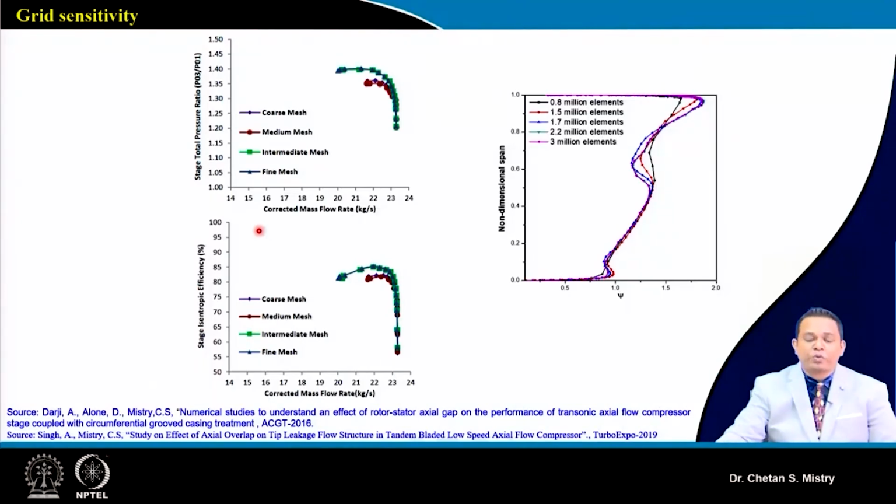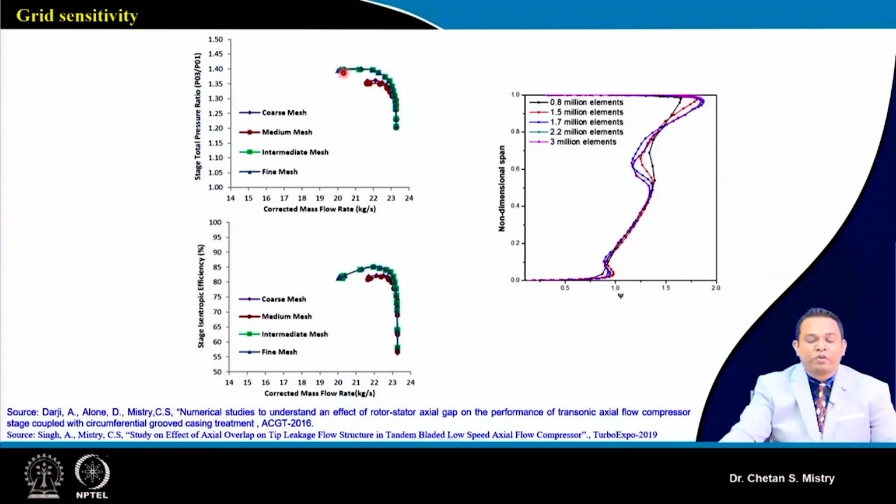One of the approaches you can see here is for a transonic compressor that is designed for a pressure ratio of 1.4. Under this condition, initially the flow domain is generated. Then for that flow domain, four different kinds of meshes, coarse, medium, intermediate and fine, have been analyzed. This domain has been run or simulated for different mass flow configurations.